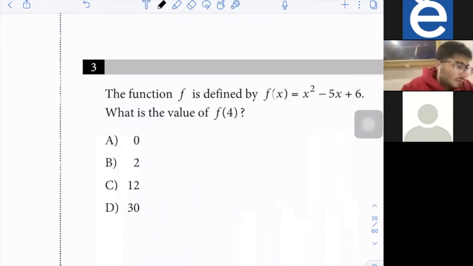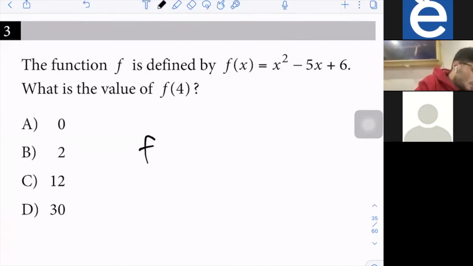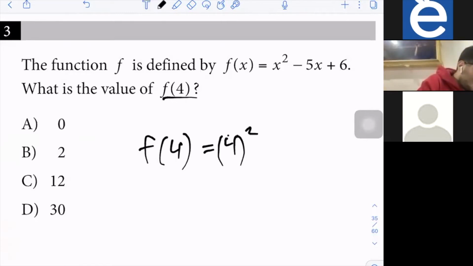Question 3. The function f is defined by f of x is equal to x squared minus 5x plus 6. What is the value of f of 4? We're plugging in 4. So f of 4 is equal to, we just plug it in. When these types of questions are on the SAT, you just have to plug in the values and find the y value, essentially the output. So f of 4 is 4 squared minus 5 times 4 plus 6.